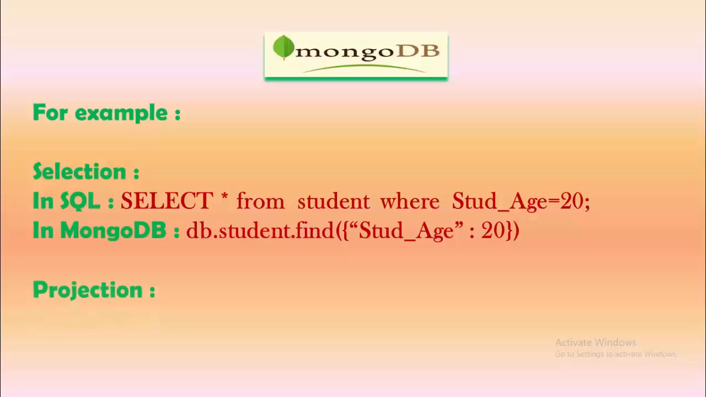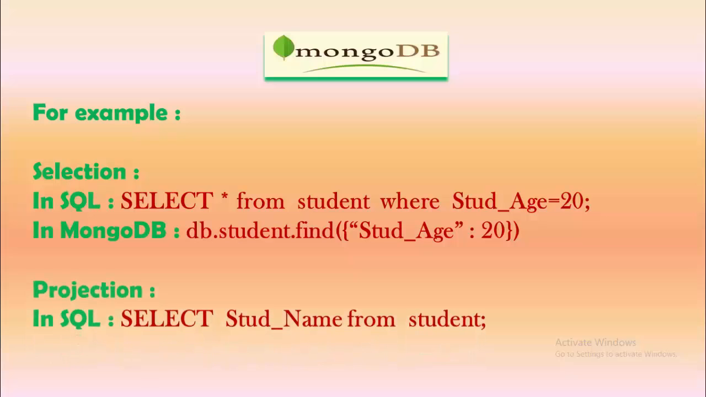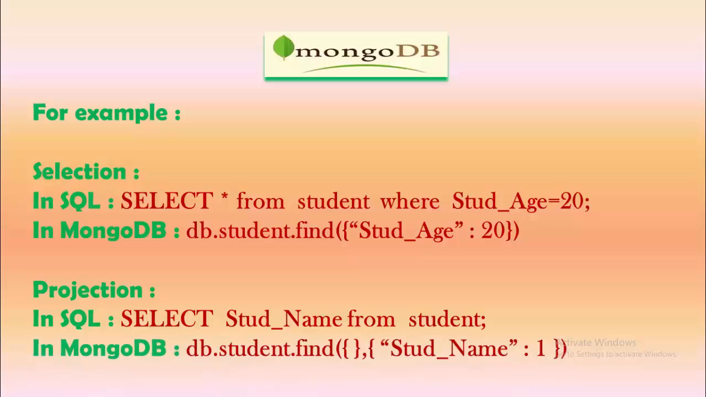Now in case of projection, if we relate it with SQL, the query is select student name from student. That means we are selecting a specific field from the table student. The equivalent query for this in MongoDB is db.student.find. The selection criteria is blank, and as you can see, we only want to show the student name. So we have set the student name as 1 value with it. So this is how you can differentiate between selection as well as projection.